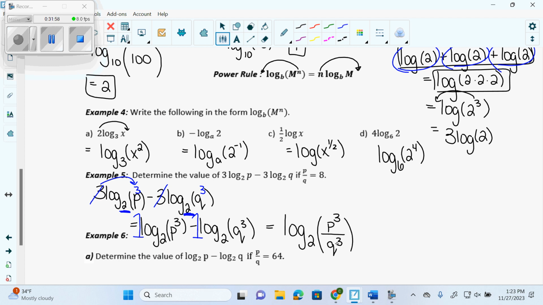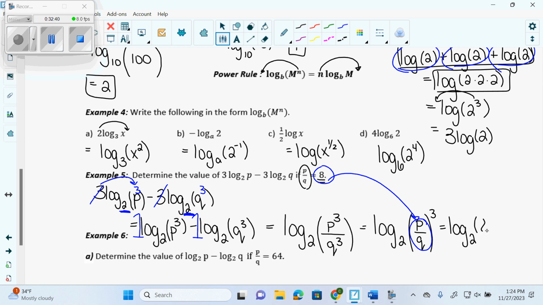Now it says I can replace p over q with 8. Do I technically have p over q currently? I have p cubed over q cubed. Could I take the 3 and put it outside of the bracket? Can I take a 3 off both of them and put it outside? Yeah, I could go log base 2 of p over q cubed, when they're both to the 3. And what did it say p over q equals? 8. So I can put an 8 in for this. P divided by q equals 8, so I can take the p divided by q, throw it out, and replace it with an 8. So I get log base 2 of 8 cubed.